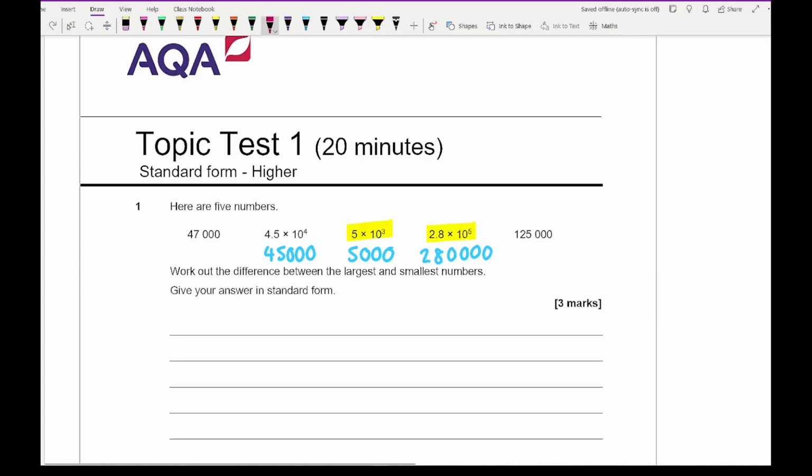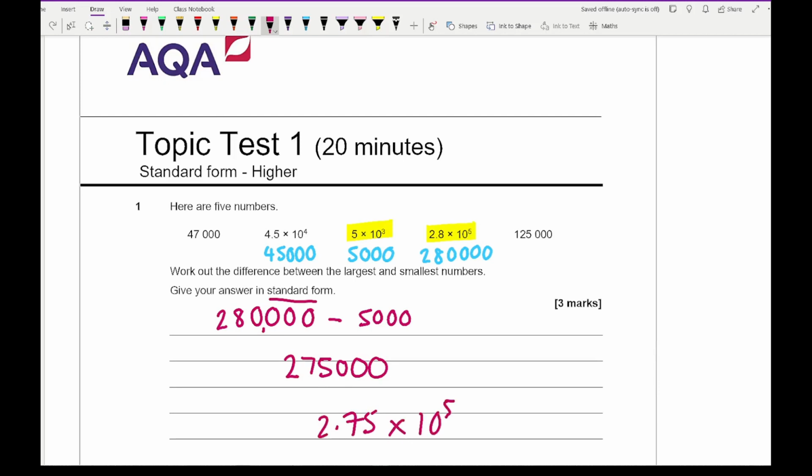So what we then need to do is 2, 8, and then with 4 zeros, which is 280,000, and we want to subtract 5,000 from that answer, and then what we get is 275,000, because we're taking away 5,000. We then want to write this answer in standard form, so it's 2.75 times 10 to the power of 5.